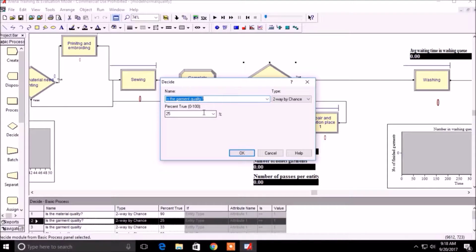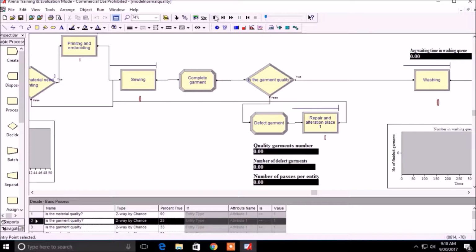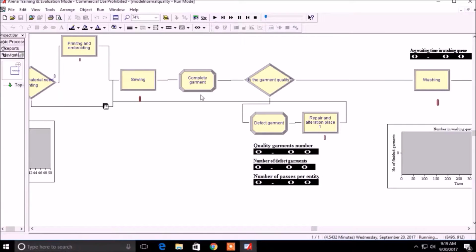Simulation of a quality failure. The model can be simulated to see the impact when the quality garments percentage suddenly drops to 25%. Let's run the model. The materials coming out of sewing are going through the repairing section more frequently. You can see the number of defect garments is higher than the quality garments, and the number of passes per entity shows the number of passes a garment moved through the repairing section. You can see queues building up.